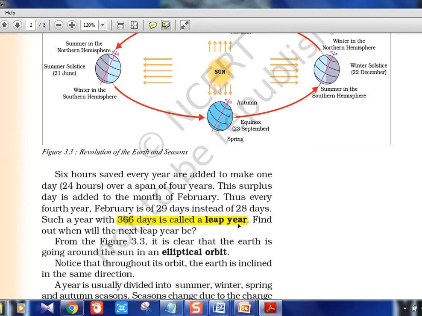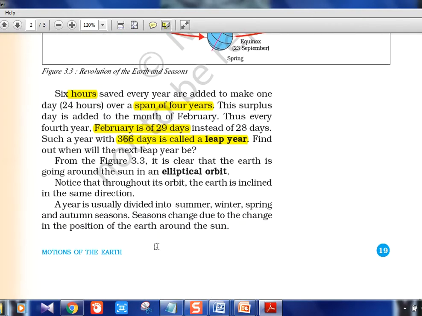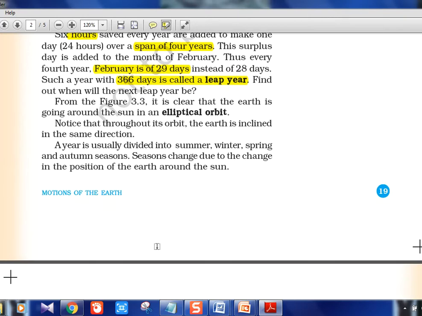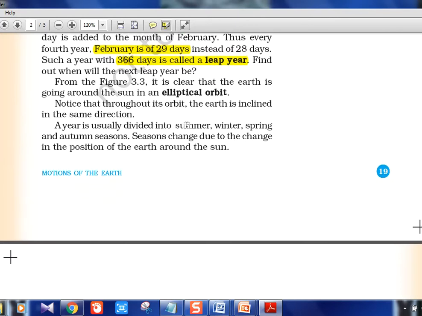We are using that skipped 1/4 day over a span of 4 years, 6 hours, that is 1/4 of 24, and we will make it as an additional day in February in the 4th year. So that is why leap year concept is there. Okay, you have to tell me in comments which is the next leap year. It's a very silly question. It's for a 6th standard textbook obviously, so don't bother about it.